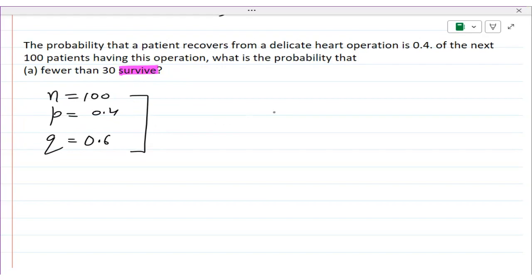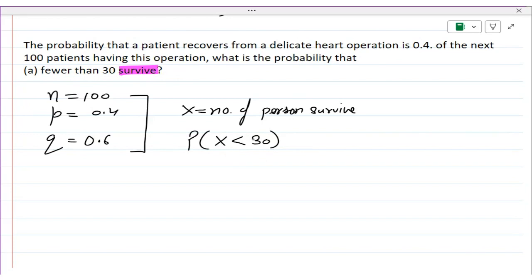Now, if you try to do this, what is X here? X is the number of persons who survive after this delicate heart operation. We are asked to find the probability that fewer than 30 will survive, meaning the probability that the number of persons who survive is less than 30.